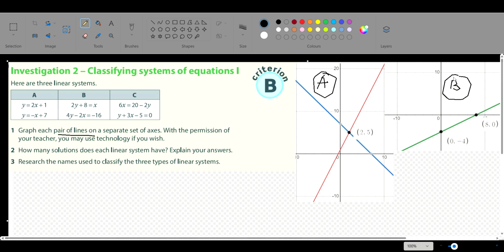A and scenario B. Did you send me? All right, let me see. Yes, exactly. I think -8, -8. Okay, so you draw this: 2y plus 8 is equal to x and 4y minus 2x is equal to -16. That one. This is scenario B.